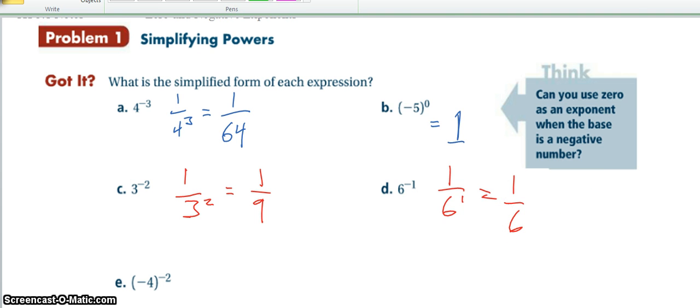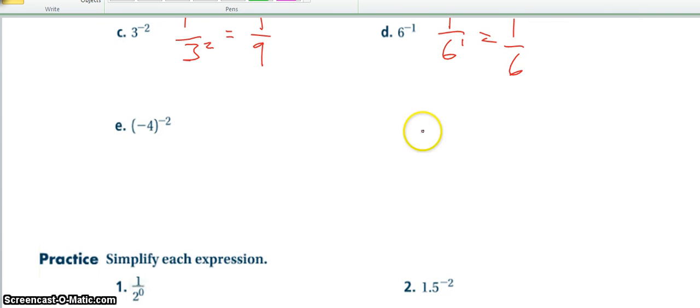And then our final question here, -4 to the -2nd power. So we will flip our base, so now it's 1/(-4) to the 2nd power. Because think about it, this -4 is really just -4/1. And now (-4) squared, because it's negative, a negative times a negative is always a positive.